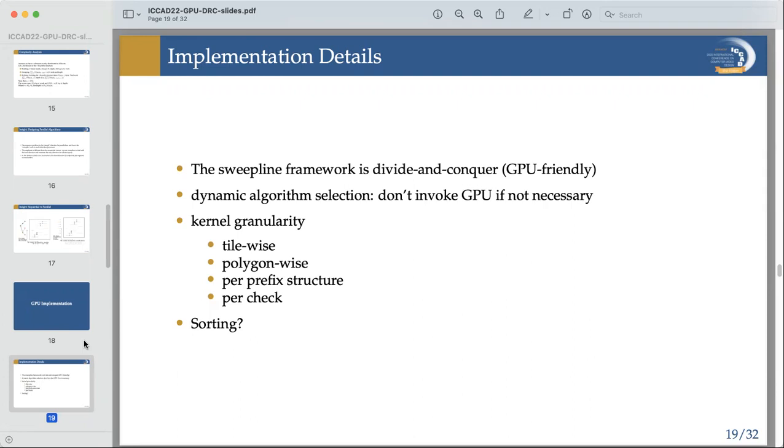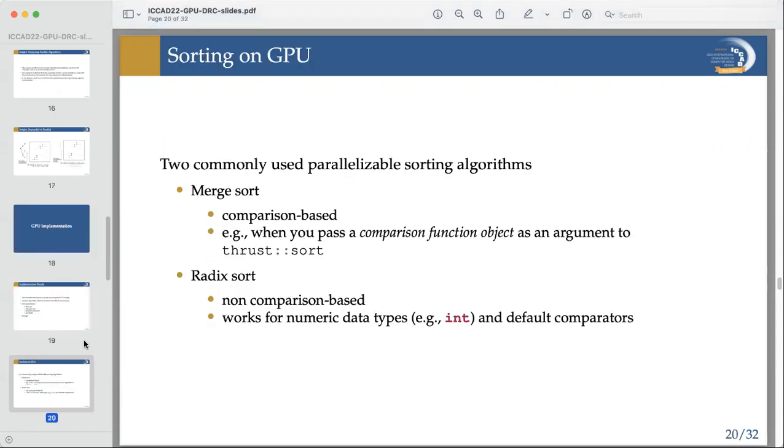We can do parallelism in different granularities. And we also discuss a bit about sorting, because there are two commonly used parallelizable sorting algorithms on GPU. One is the merge sort, which is a comparison-based sorting algorithm. So whenever you pass the comparison function object as an argument to, say, thrust sort, it launches the merge sort. And another sorting algorithm is radix sort, which is not comparison-based. It mainly works for numeric data types, for example, the built-in integer and the default comparators.